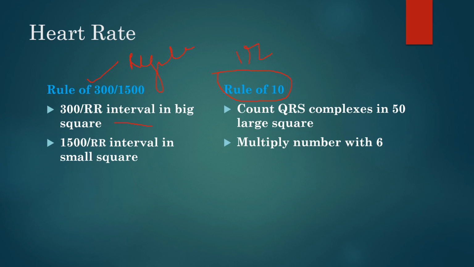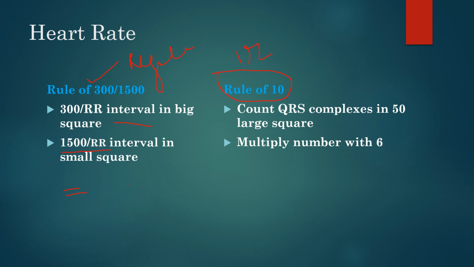Or if there is some confusion, say there are three big squares and two small squares, and you are not able to convert those two small squares into 0.4, then we can calculate the heart rate by dividing 1500 by the RR interval in small squares. We count the total small squares between two R waves, and then divide 1500 by this number of small squares, and it will give us the heart rate.